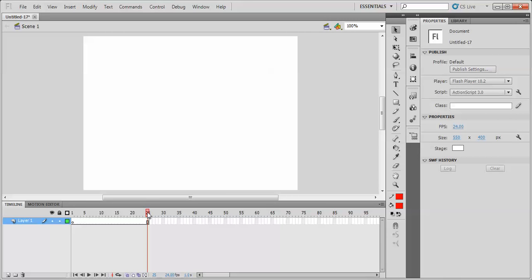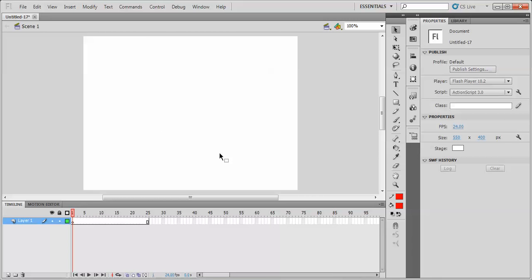Then we talk about keyframes. So keyframes are the actual objects and things and events that are occurring in the animation. And they're represented by these little circles. So right now this is a blank keyframe because it's filled with white in the sense that basically nothing's happening. And we can see that on our stage. We're not looking at anything.